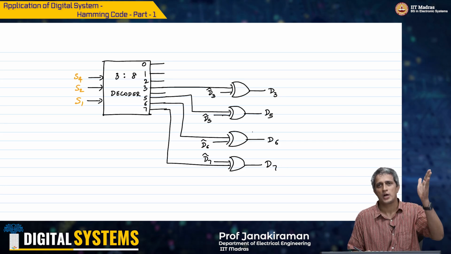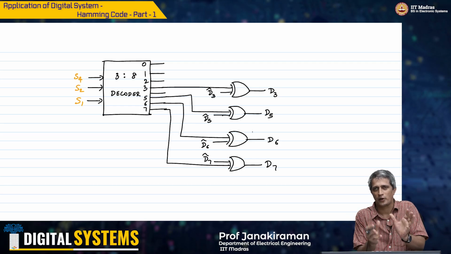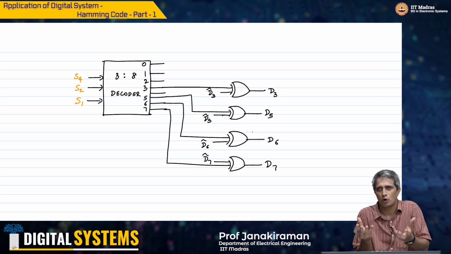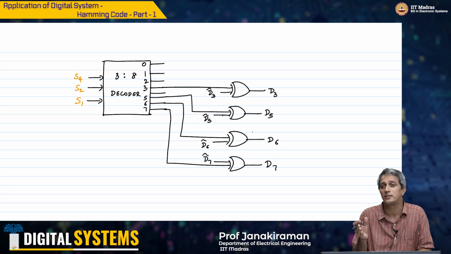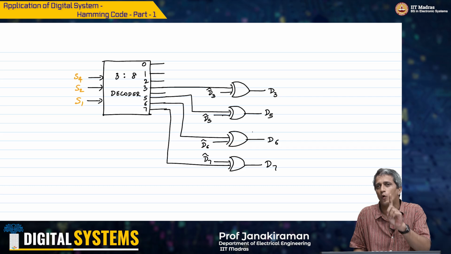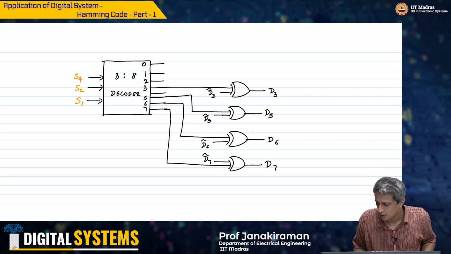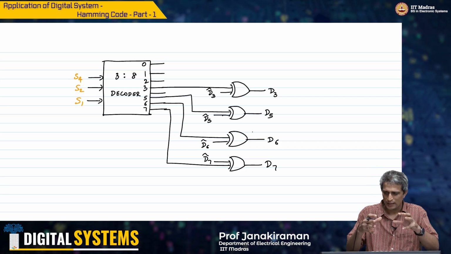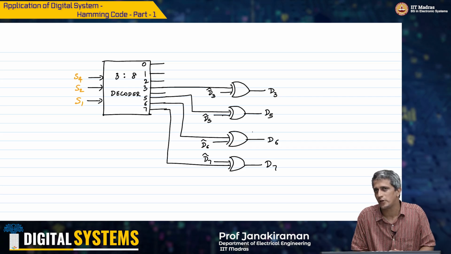So you started off with wanting to send D3, D5, D6, D7, those 4 bits across the channel or reading it from the memory without any error, and now you have been able to retrieve exactly D3, D5, D6, D7 on the other side, provided only 1 bit happens to be in error, and that bit could be any of these bits.